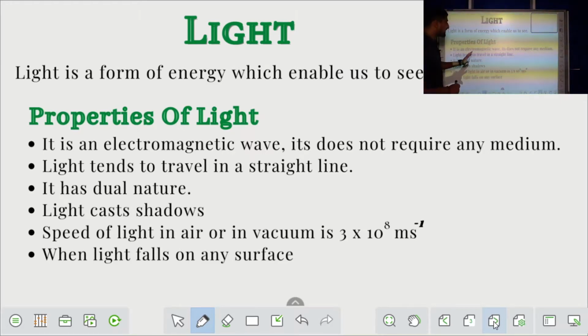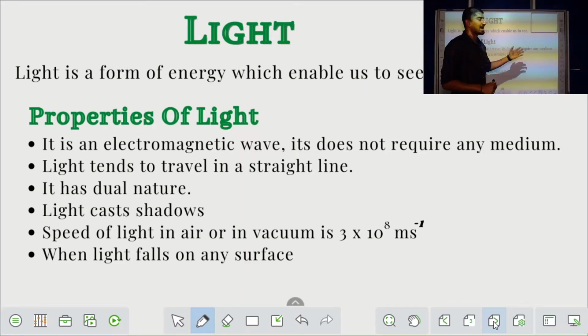So properties of light: we know it is an electromagnetic wave, right? And it does not require any medium. That means even in space the light travels very easily. But when it comes to Earth's atmosphere, a medium where a lot of dust particles, water molecules, and air particles are present, the light scatters. A lot of phenomena will happen.